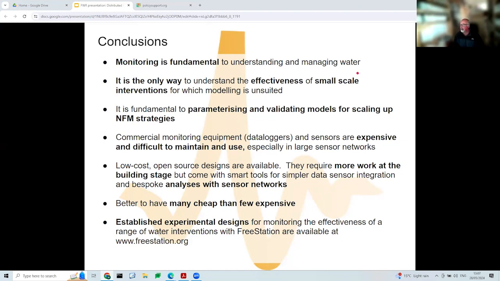Great, thank you. And are you aware of any low-cost monitoring options that exist for monitoring water quality? So things like nutrients, chemicals, or any aspects of water quality for diffuse pollution sources?